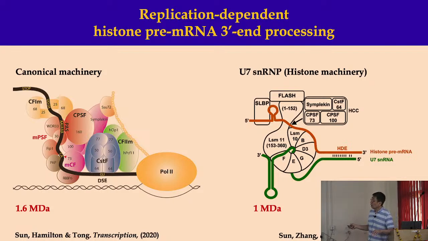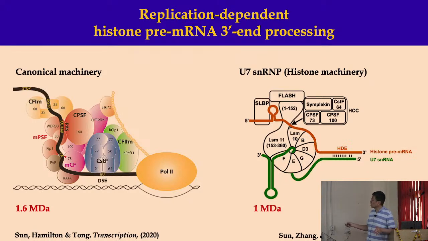In this case, this machinery, I forgot to mention at the beginning, is what I call the canonical machinery, because it is used for 3' processing of the vast majority of mRNAs in eukaryotes, in animals, in mammals. But in humans and animals, replication-dependent histone pre-mRNAs are processed using a different machinery. That's the one on the right. It's called the U7 snRNP, and this one is 1 megadalton, so not much smaller. You can see it's entirely different between the two: the overall protein composition, everything else, is very different.